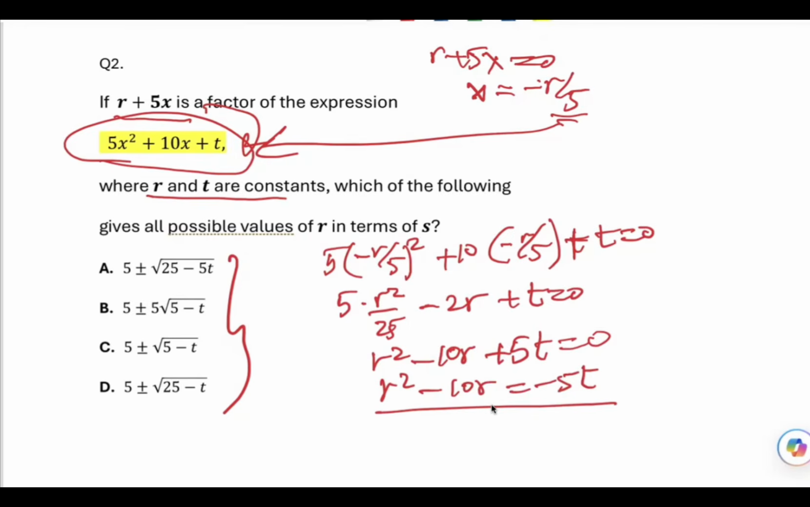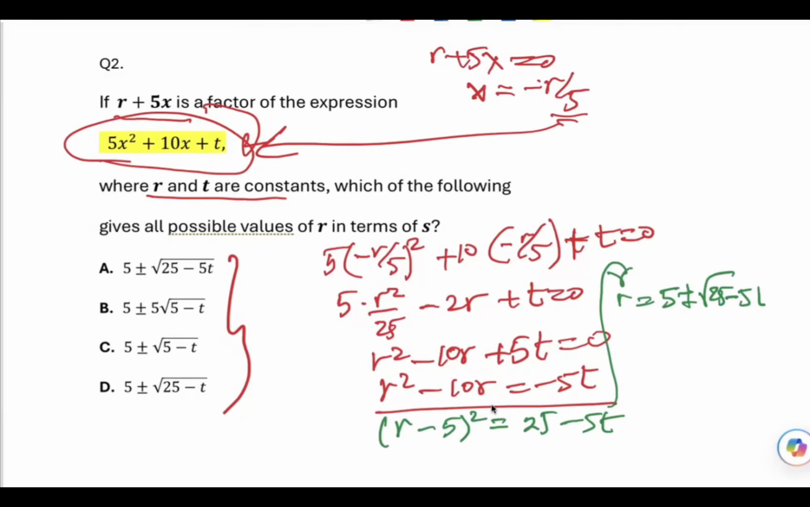Every time you see a quadratic function and you're trying to simplify, I suggest you try to complete the square. Easily, you can complete the square here. What is that? (R minus 5) squared is equal to what? 25 minus 5T. I'm done. This is the same thing as R equals 5 plus or minus the square root of 25 minus 5T.